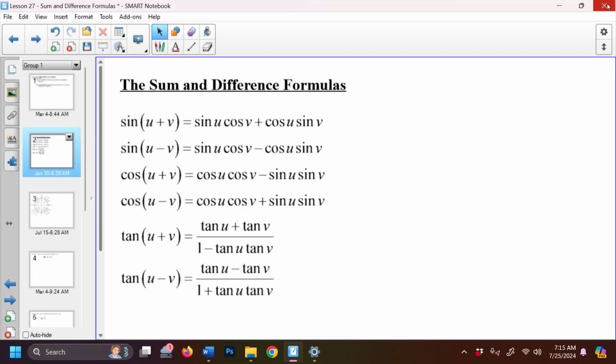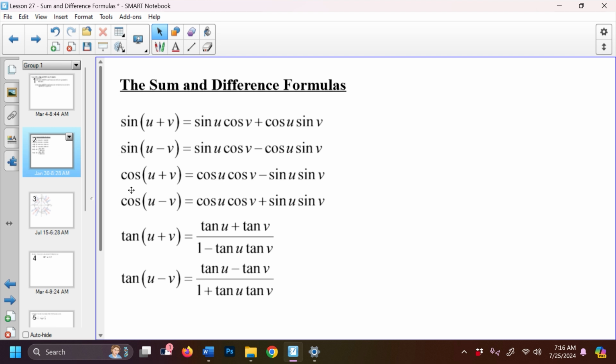Let's get started. Okay, so here are our sum and difference formulas. I'm not going to go through all of these, but basically you can see that when they say sine of u plus v, you have the sine of u cosine of v plus the cosine of u sine of v. So whatever these two numbers are, u and v, you plug them into those values. Each trigonometric function has its own unique method that goes with it, and as you use them, you'll become more familiar with each of these sum and difference formulas for each of the different trig functions.